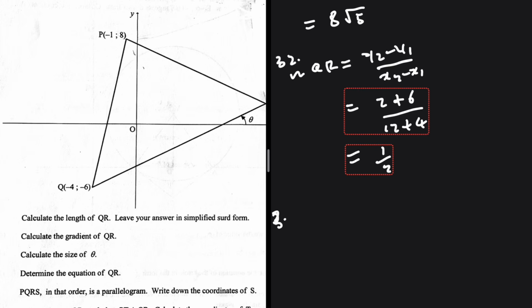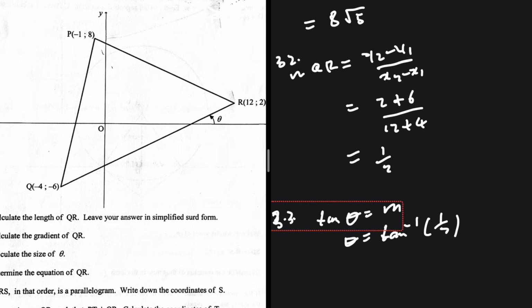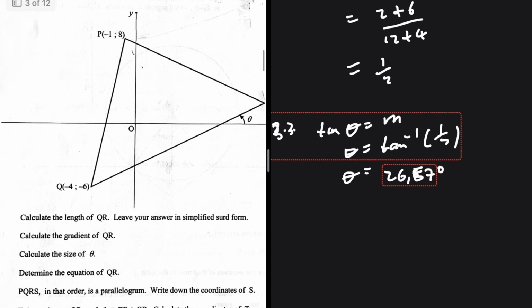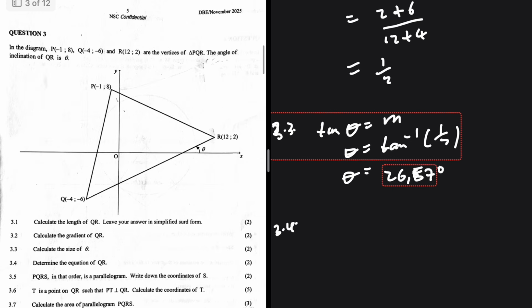And then 3.3, the size of theta. Theta is the inclination. So tan theta is equal to m. Theta is equal to tan inverse of 1 over 2, which is 26.57 degrees. So that is the size of angle theta. 3.4, determine the equation of QR. 3.1 to 3.4, that is 8 marks of doing relatively easy and straightforward things. The examiner is very generous in this question.